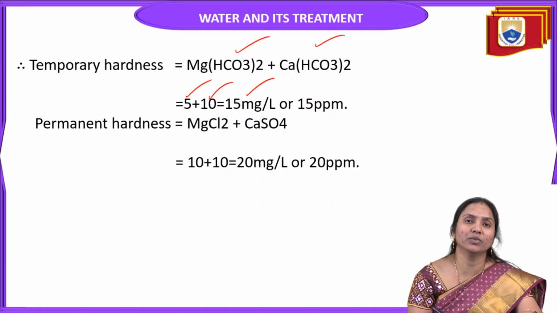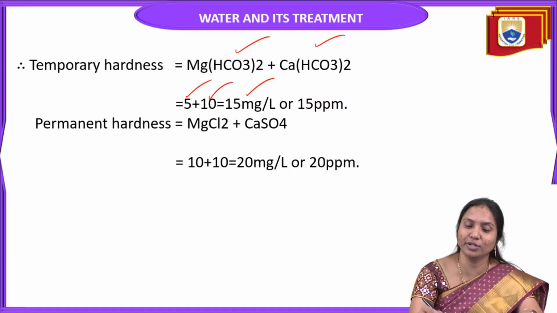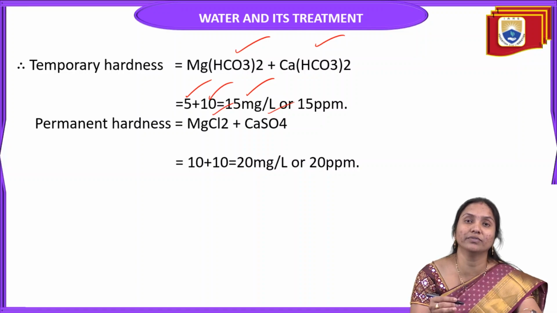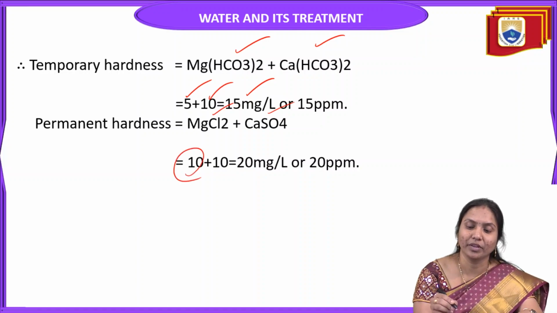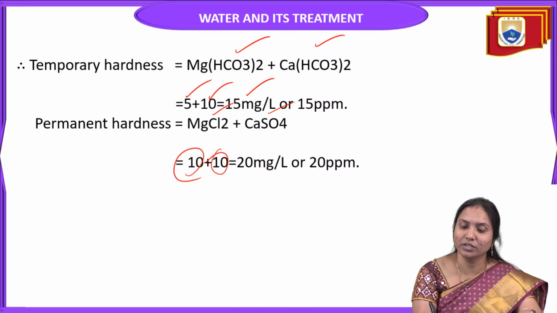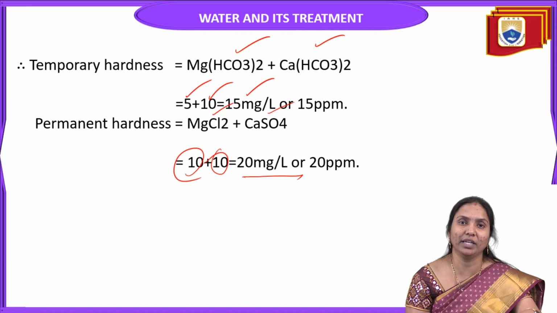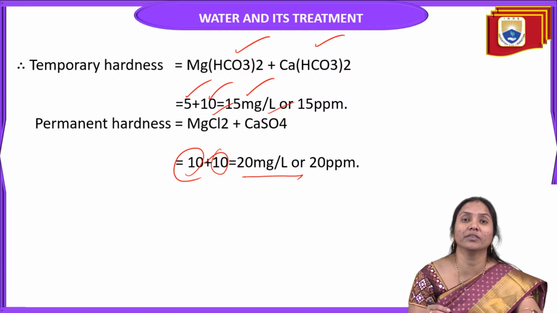Now the permanent hardness of water. The permanent hardness causing salts present in that water are magnesium chloride and calcium sulfate. The magnesium chloride value after converting to the equivalent of CaCO3 is 10 and calcium sulfate is 10. So 10 plus 10 is equal to 20 milligram per liter or 20 ppm. So the temporary hardness of the given water is 15 ppm and the permanent hardness is 20 ppm.